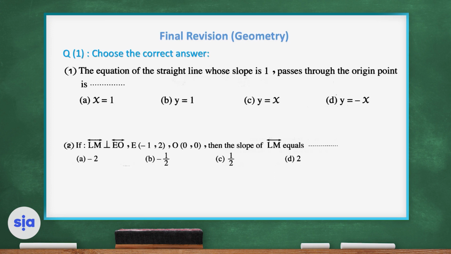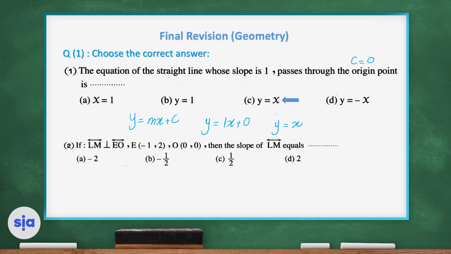The first question asks us to choose the correct answer. Number 1, the equation of the straight line whose slope is 1 and passes through the origin is which of the following equations? As long as it passes through the origin, its y-intercept is 0, so c is 0. If you write the equation y equals mx plus c, where m is 1 and c is 0, then the equation is y equals x. So the right answer here is choice C.